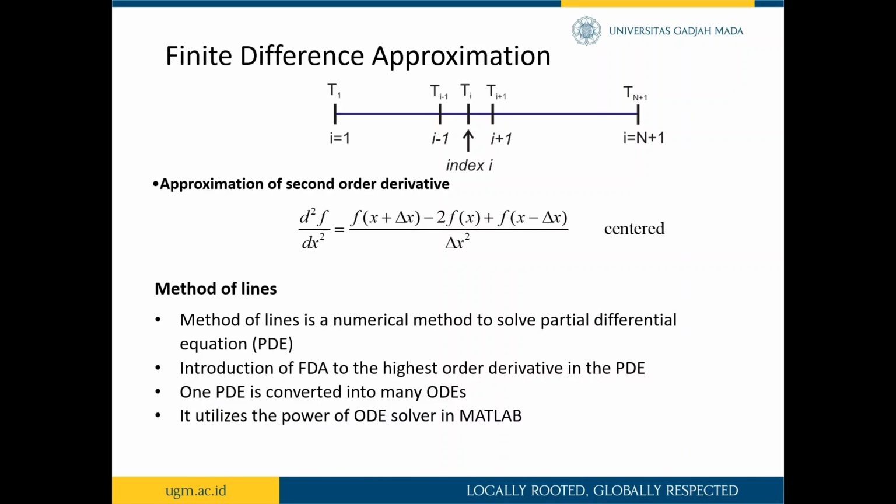In addition to that, most of the time we need to convert the second order derivative to algebraic equations using this definition: the second order derivative is the function at x plus delta x, minus 2 f of x, plus f at x minus delta x, divided by delta x squared. This illustrates that in order to find the second order derivative at this point, it depends on the values of the points next to the right and next to the left.